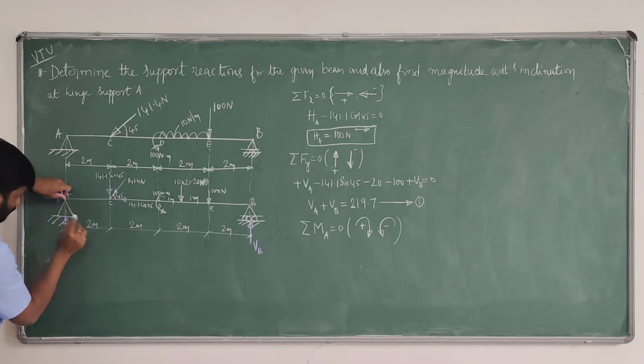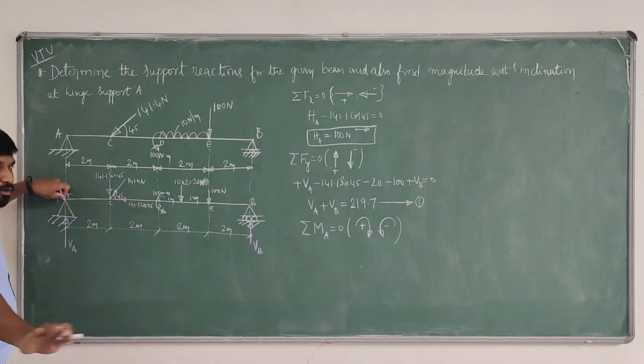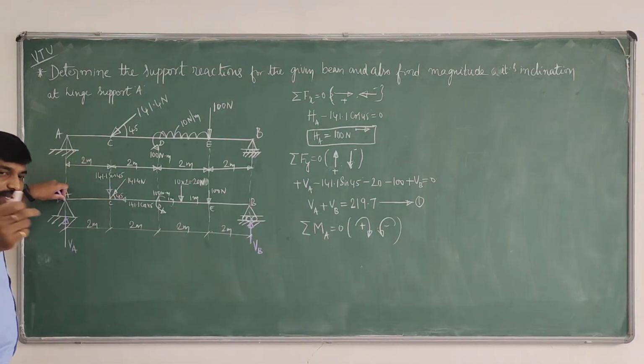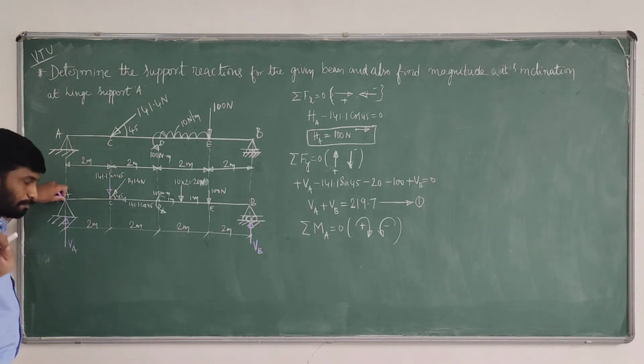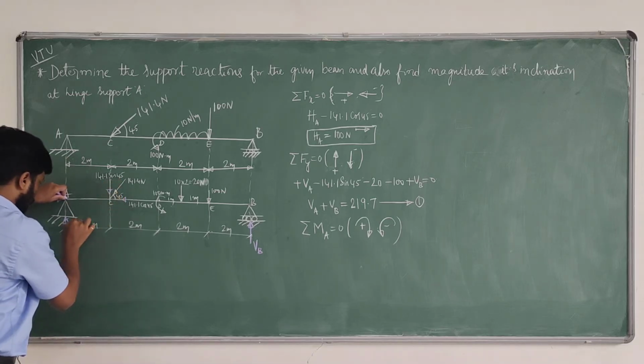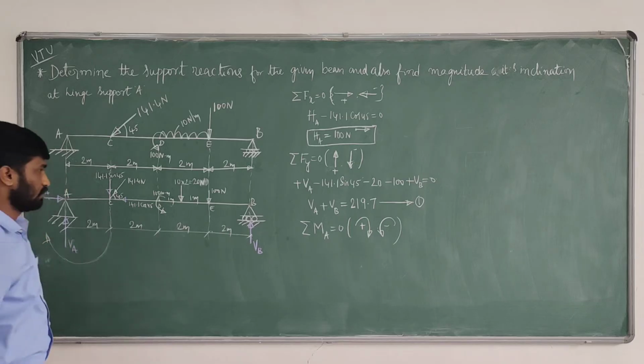This is also acting along the same line of action. These three forces will not produce any moment because they act along the same line of action. They meet at a single point, so they don't have any perpendicular distance. But this sin 45 component moves in this line, and because of this 2 meter distance, it takes a turn about A in the clockwise direction.